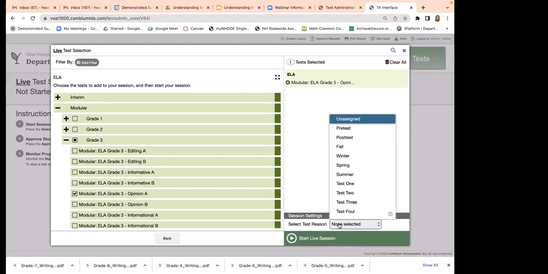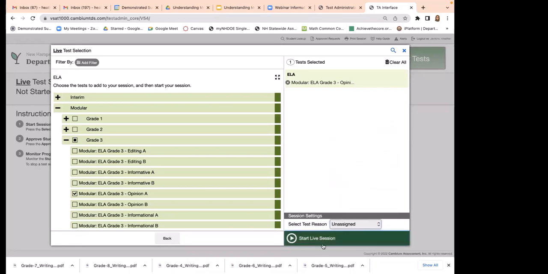If I choose pre-test, somebody else chooses unassigned, and somebody else chooses winter, there will be 3 separate areas where that report will show up, and we won't be able to see all the students together unless we download it to Excel and put them all in the same place. They end up showing up on separate lines. So you want to just choose the same test reason as your colleagues if you are all doing that.